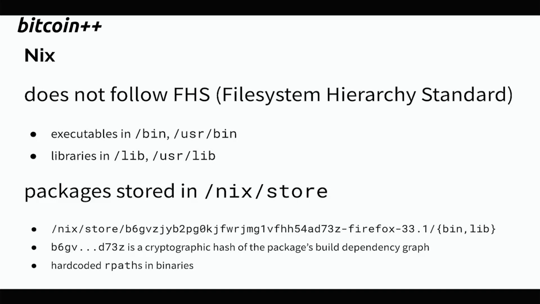And also, what's different from all other distributions that follow FHS is that the binaries have hard-coded rpaths, which means that the binary is looking for its libraries in certain positions. And FHS distributions try to avoid that because they want binaries to look in the standard locations. So, for example, in this example, this Firefox binary has hard-coded absolute paths to its libraries, which are also stored in the Nix store. So we won't use the system libraries.